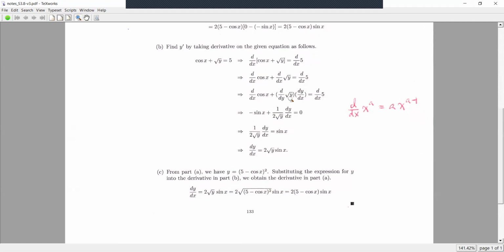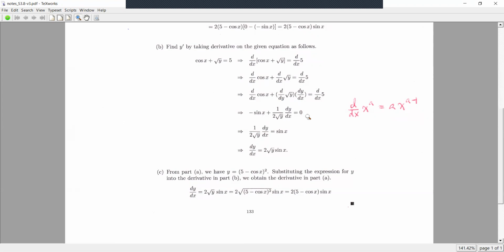This derivative of square root of y with respect to y, we can use the power formula to compute it. Square root of y is y to the 1/2, a power function. So this derivative is 1/2 times 1 over square root of y. Derivative of cosine is negative sine. Derivative of 5 is 0.